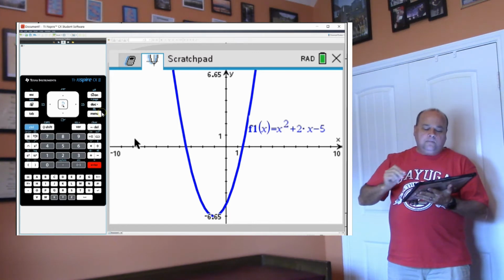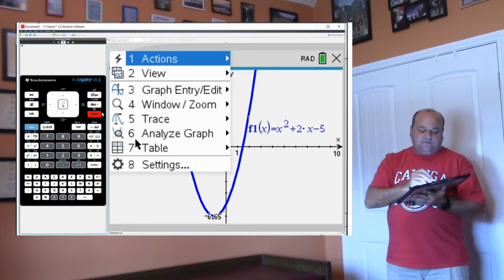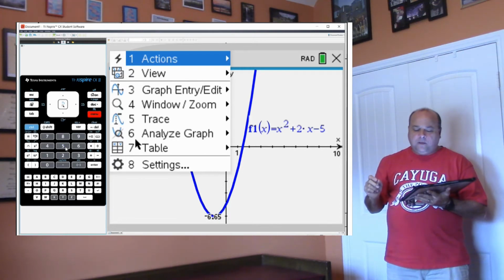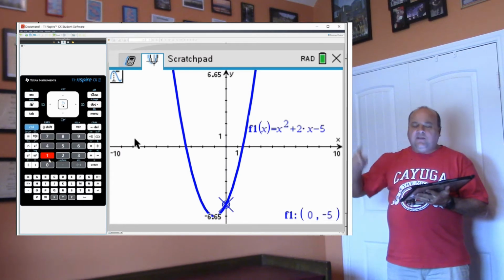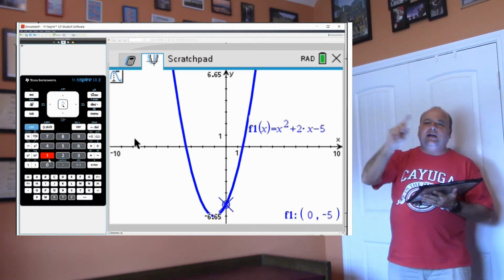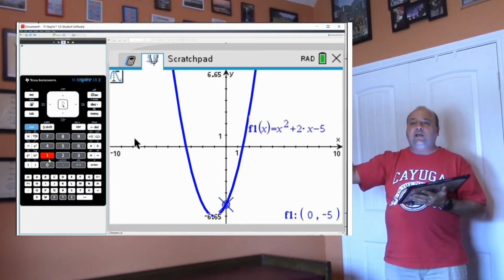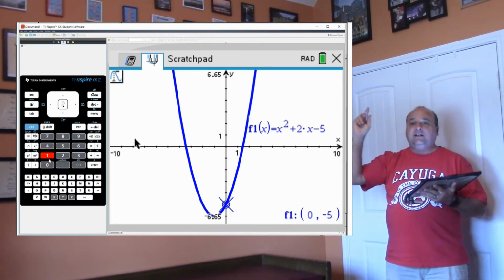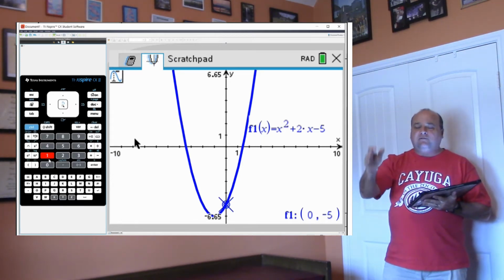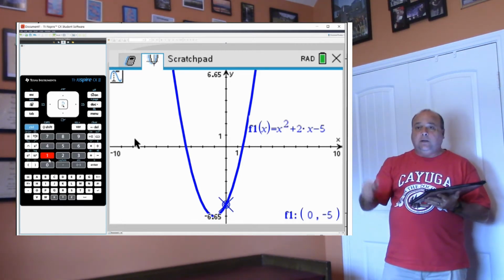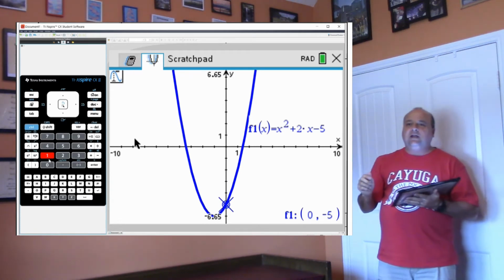Hit menu. Where does it say trace? It says trace at 5, so type in 5. Then you're going to type in graph trace, 1. Now then, when you graph trace, you're only going to hit the left and right arrow button. If you hit the up or down button, it's going to take you off the graph. Notice that it starts at the Y-intercept, doesn't it? Every time you go into graph trace, it's going to start at the Y-intercept. So that's 0, -5, and I need to go left to get to the bottom.